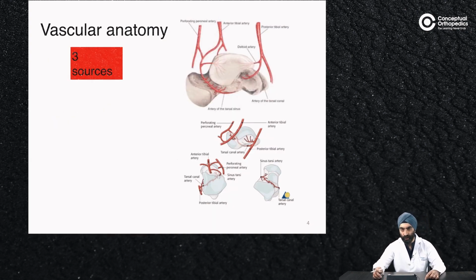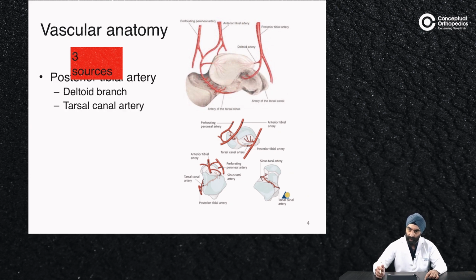Looking at the vascular anatomy, these are some figures taken from the AO website. Three sources are the main important sources of the talus. We have the posterior tibial artery, which has the deltoid branch that goes through the deltoid ligament, and we have the tarsal canal artery, which goes through the tarsal canal. This is the posterior tibial artery here, this is giving the deltoid branch here, and this is the tarsal canal artery.